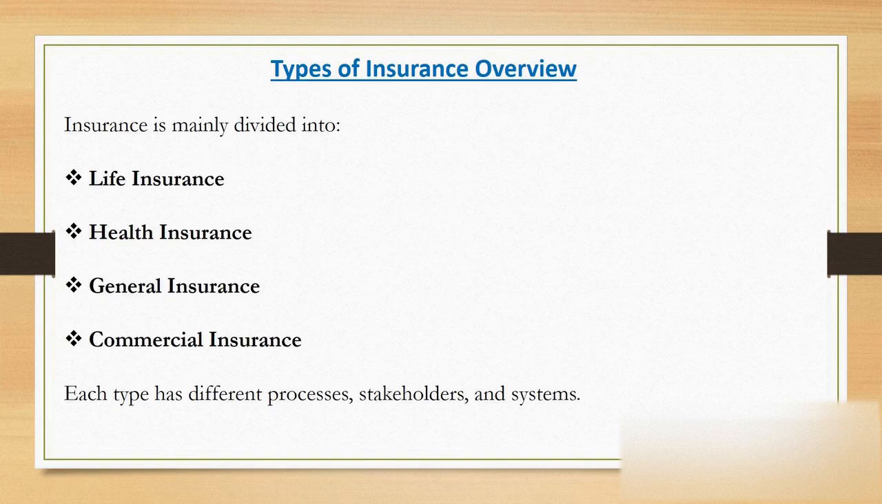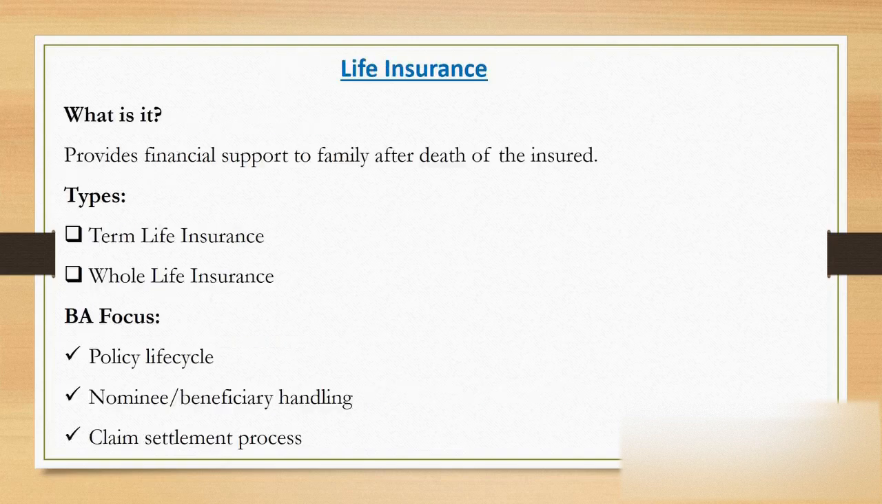Rule-based systems are widely used for underwriting and claims validation. A BA must ensure that these rules are accurately captured and configurable. Understanding general insurance enables the development of scalable systems capable of handling large volumes efficiently.